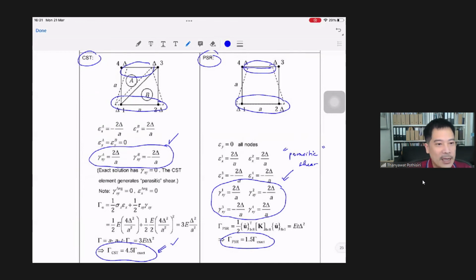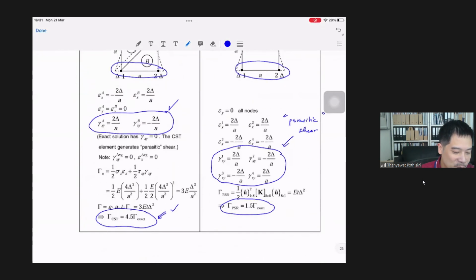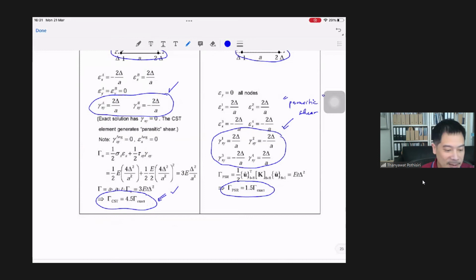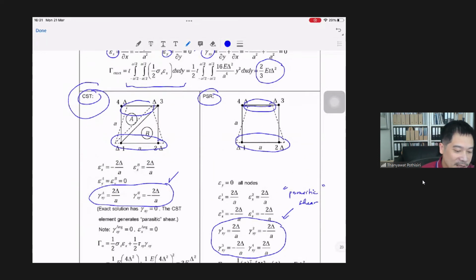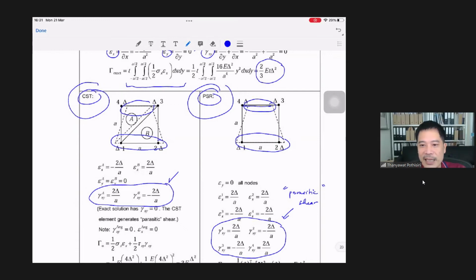So what if I want to get closer to the exact solution while I keep using CST elements or PSR elements? How can I obtain the exact solution then? Yes, that's exactly right. Thank you, Mo. You can simply increase the number of elements that you use in your model, right?